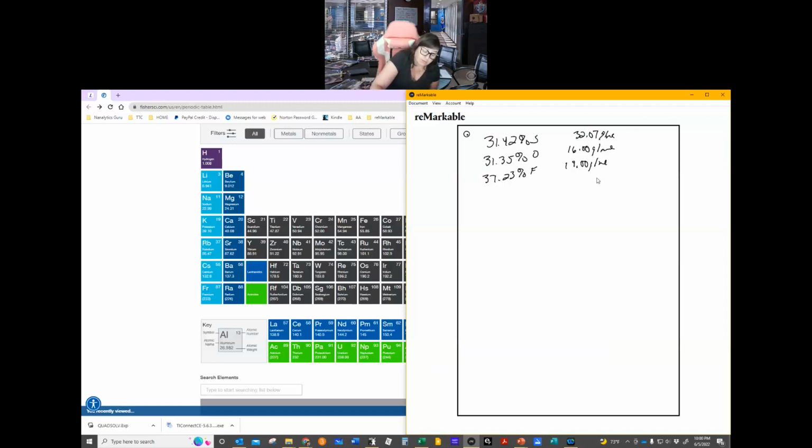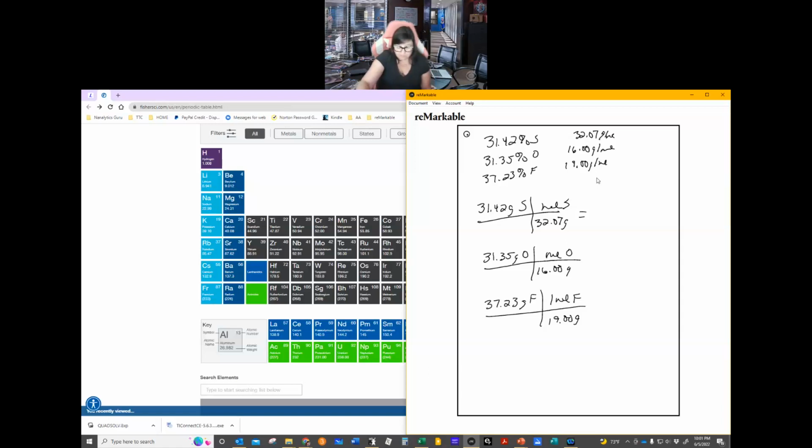All right, I want an empirical formula, so I'm assuming that I have 100 grams total. So 31.42 grams of sulfur at 32.07 grams per mole. I have 31.35 grams of oxygen at 16 grams per mole, and then 37.23 grams of fluorine. 1 mole of F is 19 grams.